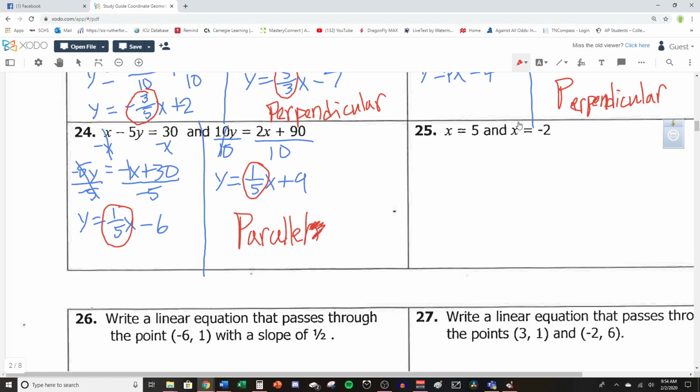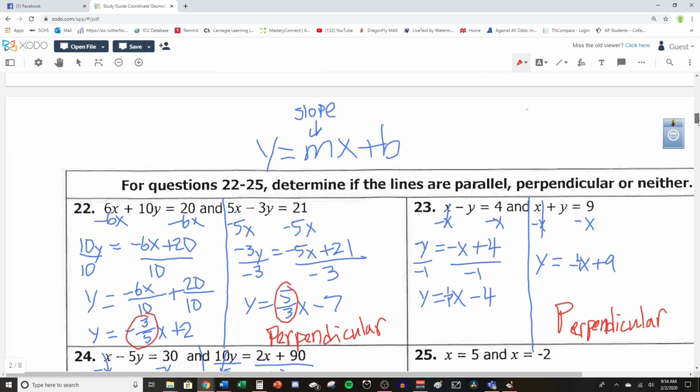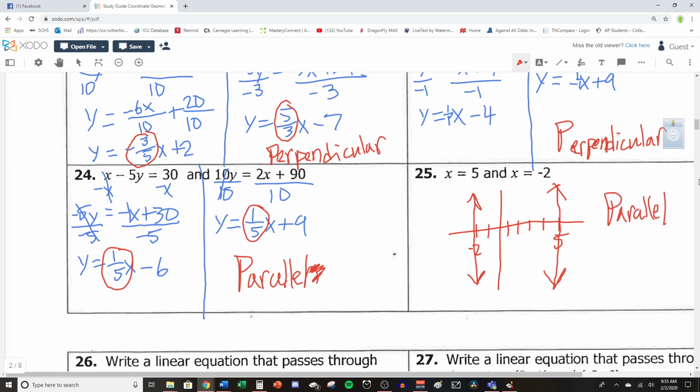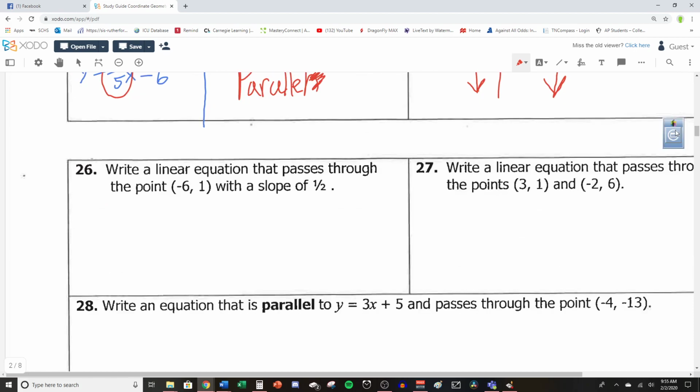Okay. Let's look at this. X equals 5 and x equals -2. So what that is, vertical lines. So if I were to draw a graph, this is 1, 2, this is -2. This is 1, 2, 3, 4, 5. This is 5. These lines are going straight up and down through here. This is sort of like that undefined slope. So these would be parallel.